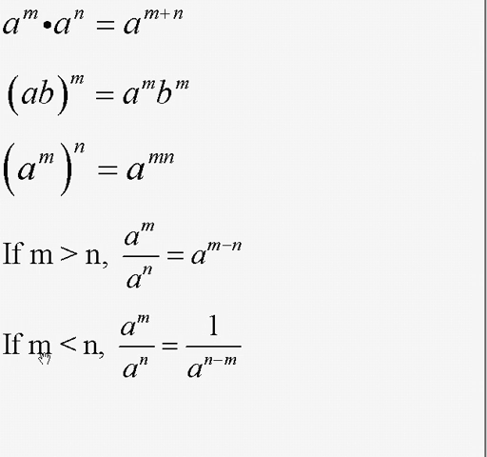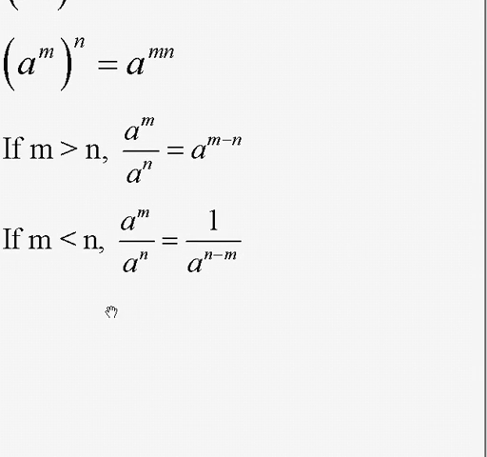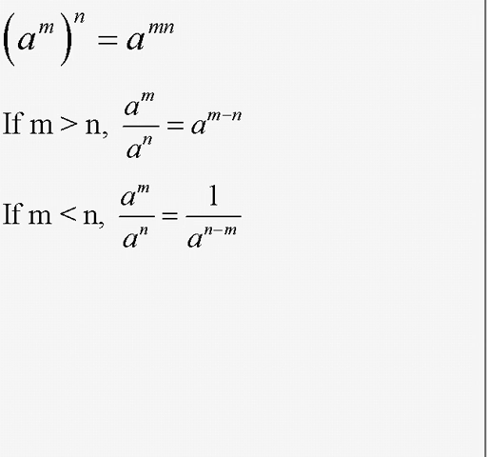Well, if the numerator's exponent is smaller than the denominator's, we're dividing and the bases are the same, it's 1 over the base, and we take the larger exponent minus the smaller exponent, and we end up with the reciprocal.